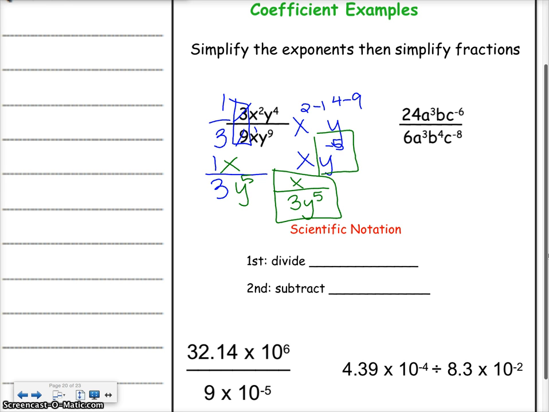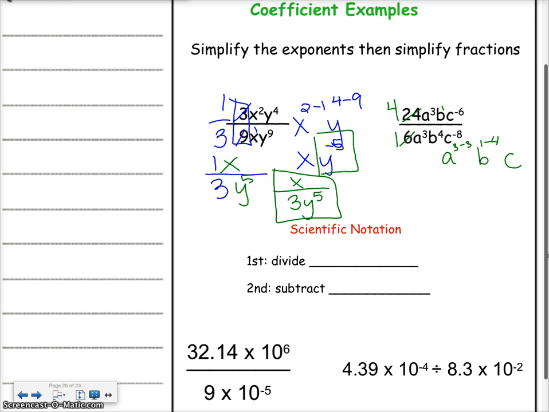Exponents are like little puzzles. You just need to remember, when do you add, multiply, subtract, when do you move? That's everything you need to remember. 24/6 is just 4, isn't it? 24/6 is 4. So this would turn to 1, this would turn to 4. And then I figure out my exponents. A to the 3 minus 3, B to the 1 minus 4, C.